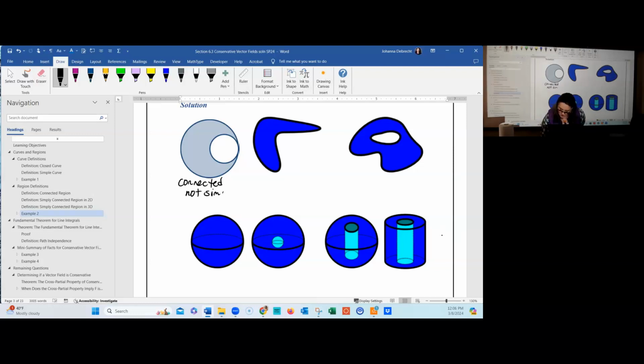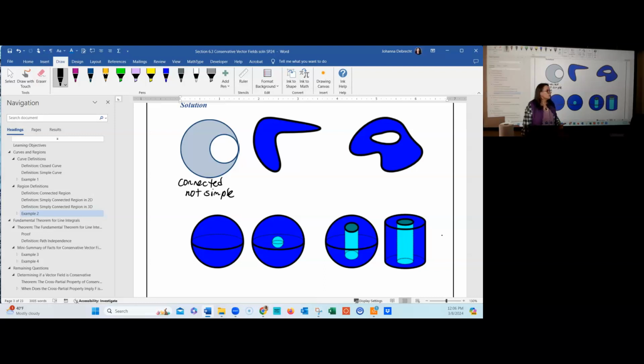What about the region next to it? The region next to it looks sort of like a boomerang. It's a two-dimensional shape. Is it simple? Is it connected? Again, can you go from any point in the dark blue to any other point in the dark blue without leaving the dark blue? The answer is yes. That means it's connected.